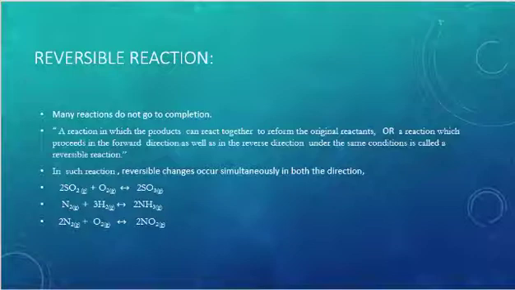And in such reversible reactions, the changes occur simultaneously in both directions. Simultaneously in both directions means changes occur at the same time on the sides of reactants and on the sides of products. Various examples of reversible reactions are: sulfur dioxide combining with oxygen making sulfur trioxide, nitrogen reacting with hydrogen to form ammonia gas, and nitrogen again reacting with oxygen to form nitrogen dioxide.